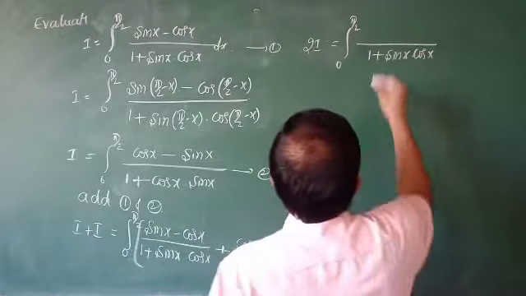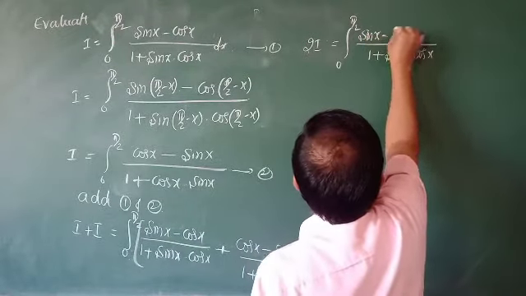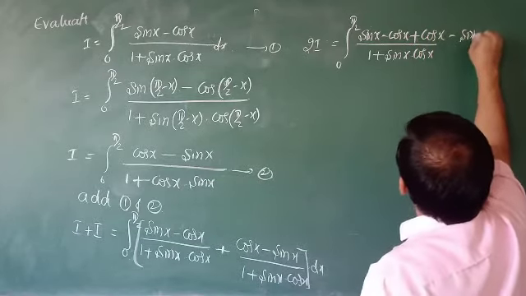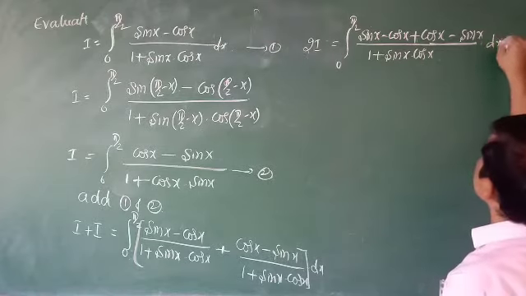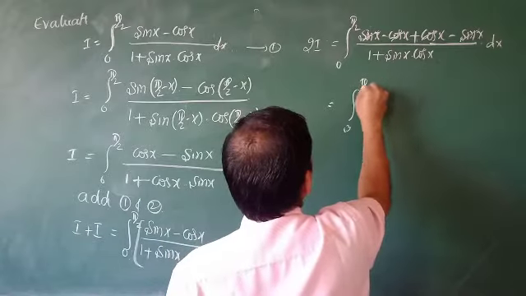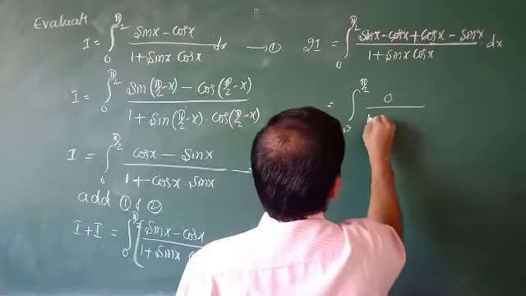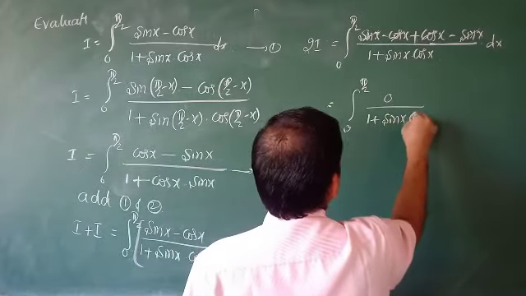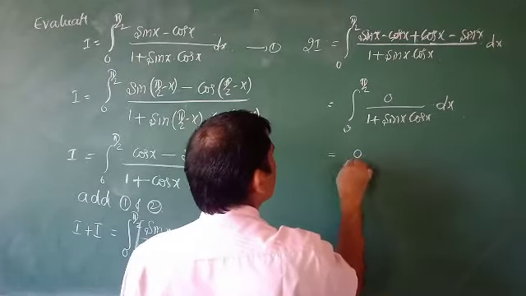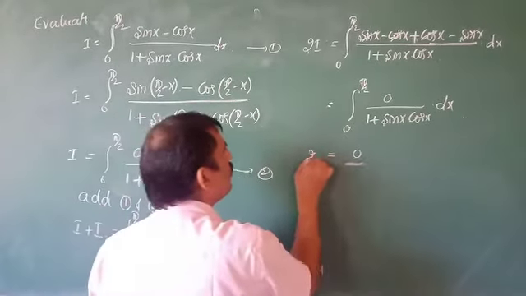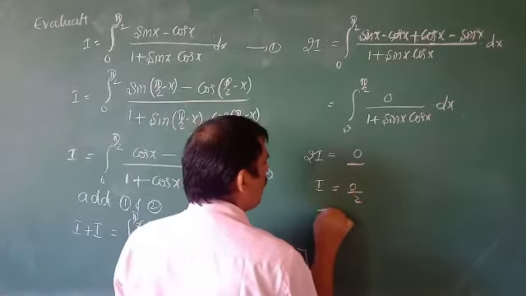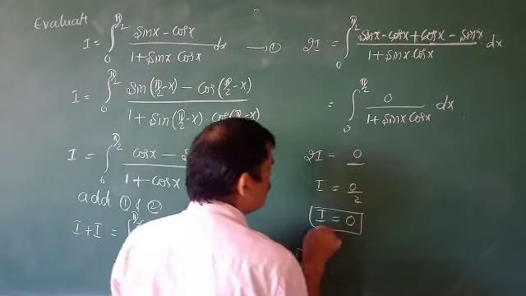So therefore his numerator is added together: sin x minus cos x plus cos x minus sin x, with respect to x. The integral from 0 to pi by 2 of 0 divided by 1 plus sin x cos x with respect to x. 0 divided by anything is equal to 0. So the integral of this 0 is equal to 0. 2I is equal to 0, I is equal to 0 divided by 2, I is equal to 0.